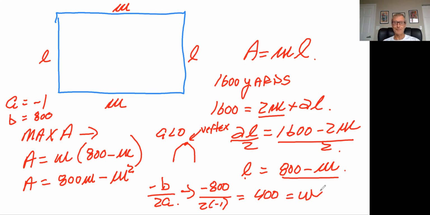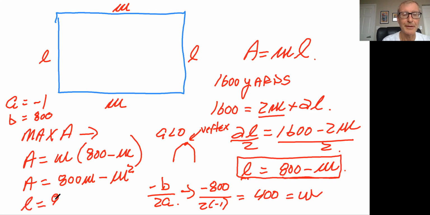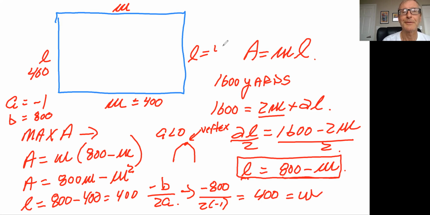And you go, okay, so how do you find L? Well, we have the equation already set up for L, and we defined it right here. And so when you plug 400 in for W in that equation, L would be 800 minus 400, and that also equals 400. And so this would be 400, this would be 400, this would be 400, and this would be 400.